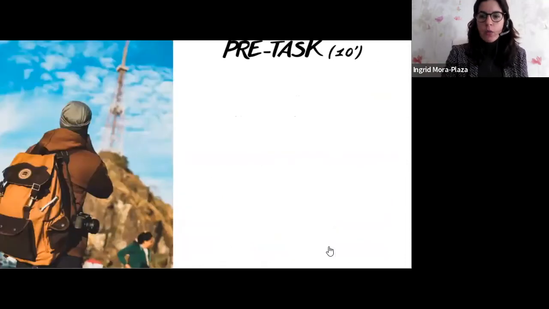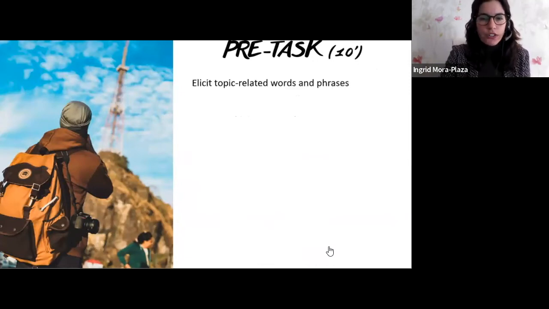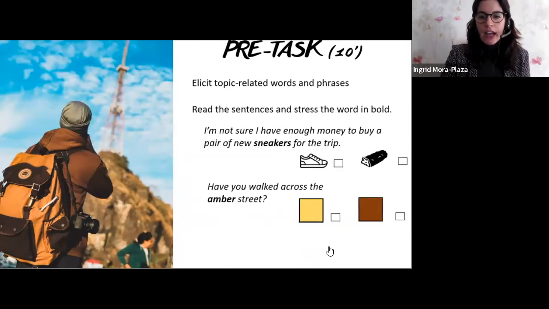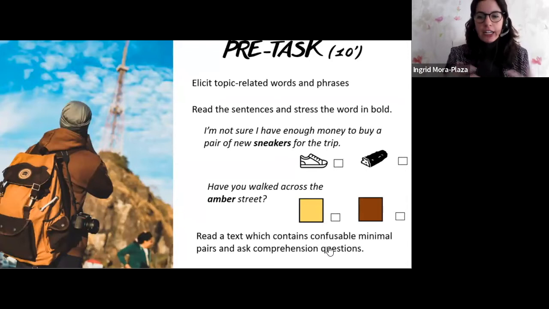So this is another example of a pre-task. In this case, the teacher elicits topic-related words and phrases about the topic of traveling. Then he or she can read sentences which contain these confusable minimal pairs, and then you can finally read a text out which contains these difficult to distinguish forms, and then create a comprehension activity.